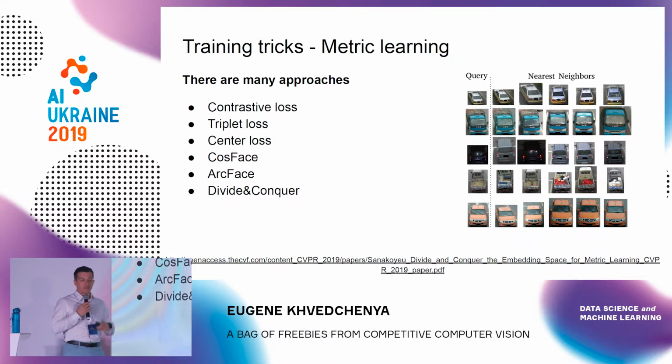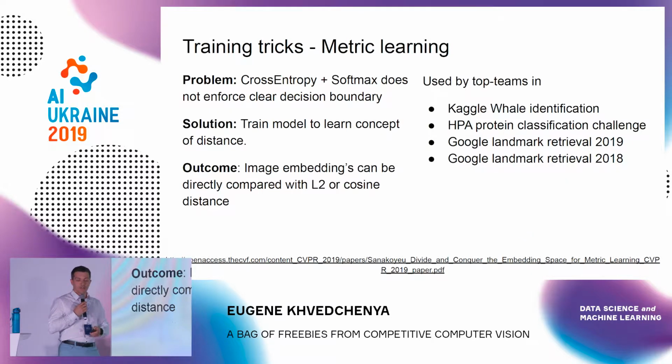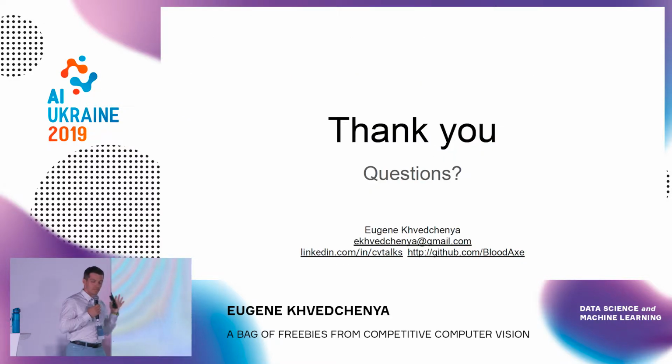It was then made into a CVPR paper and improved on this, so I really encourage you to take a look at it. It looks really promising. And it's been used in the Google Landmark Retrieval Challenge, the Human Protein Atlas Classification Challenge, and also in the Whale Identification Challenge. That's all from me. Thank you very much.